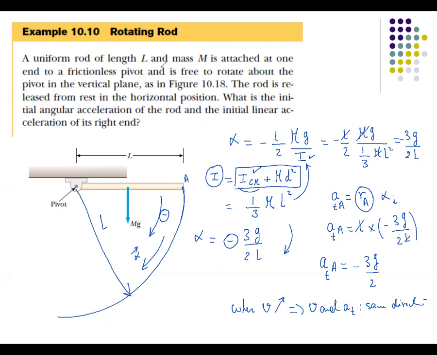V is tangent to the trajectory, like this. This one is V of A. As V increases, a tangent must have the same direction. a tangent and V_A are in the negative direction, down. As you see here, we have negative, and here we have negative. That's all about this example.